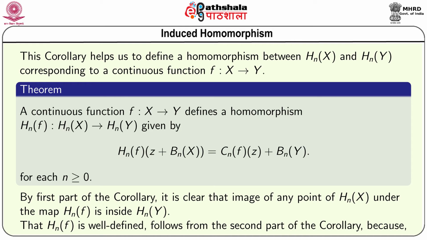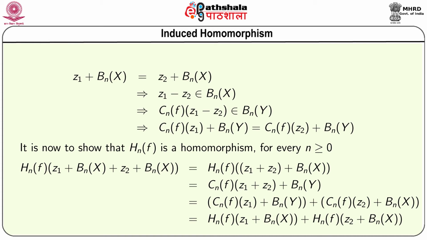Now, the function is well defined. This follows from the second part of the corollary, because if we take two representatives, one is z1 plus Bnx and the other one is z2 plus Bnx, they represent the same element. So that gives z1 minus z2 is a boundary in x. So, Cnf will carry z1 minus z2 inside Bny. Now, Cnf of z1 plus Bny is then equal to Cnf of z2 plus Bny. This proves that the function is well defined.